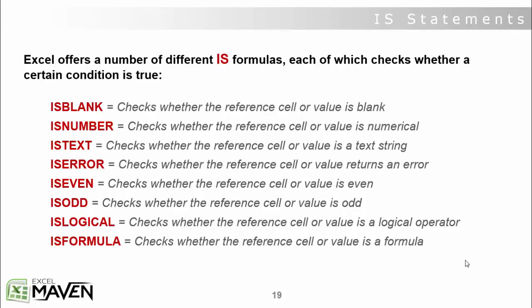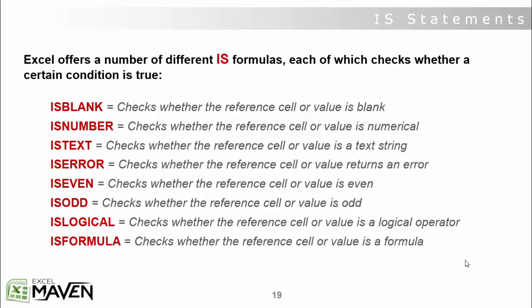All right, let's wrap up the logical operator section by talking about the IS statement. It's nice and easy. It's a good, simple one to finish on. So Excel offers a number of different IS formulas. The point is that each checks whether a very particular or certain condition is true. So when you type an IS function, you're just going to return either a TRUE or a FALSE. Those are the two possible values.